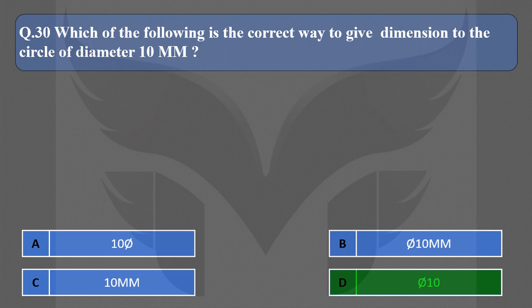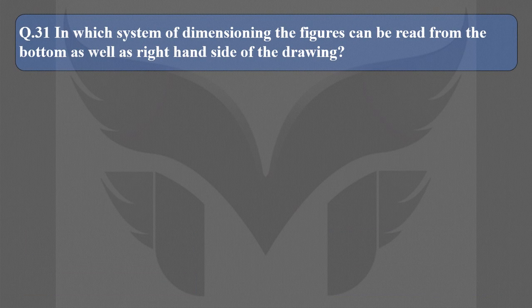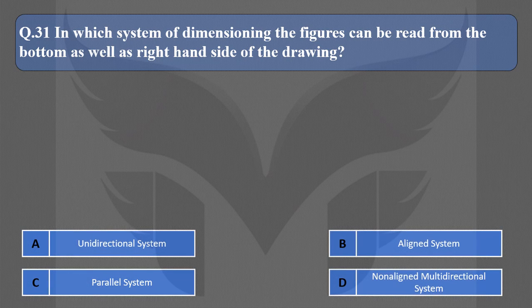Alright? Now the next question is, in which system of dimensioning can the figures be read from the bottom as well as the right hand side of the drawing? We have already seen it. So you can guess the correct answer. Yes, right. It's the align system. That is option B. Great.